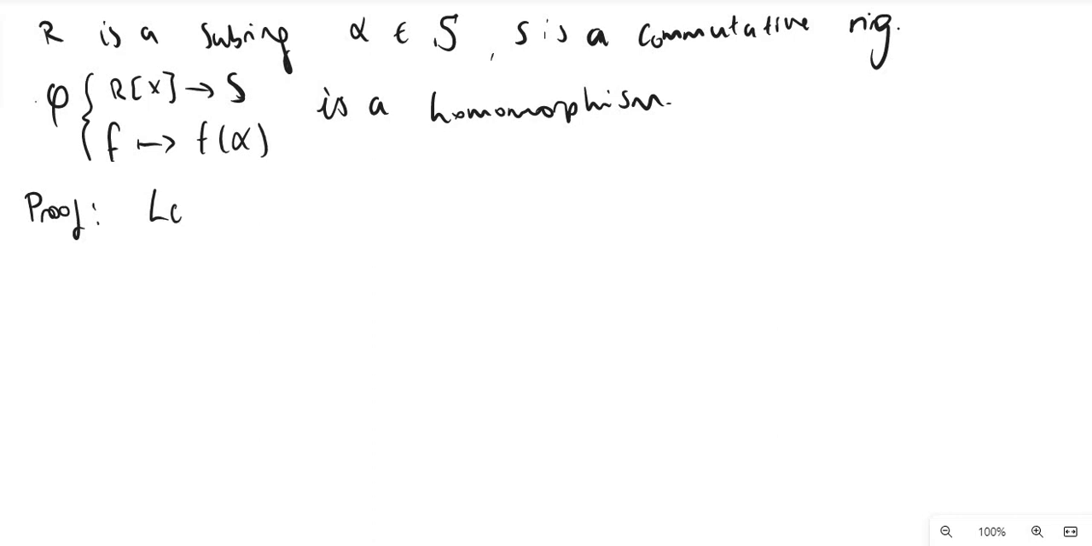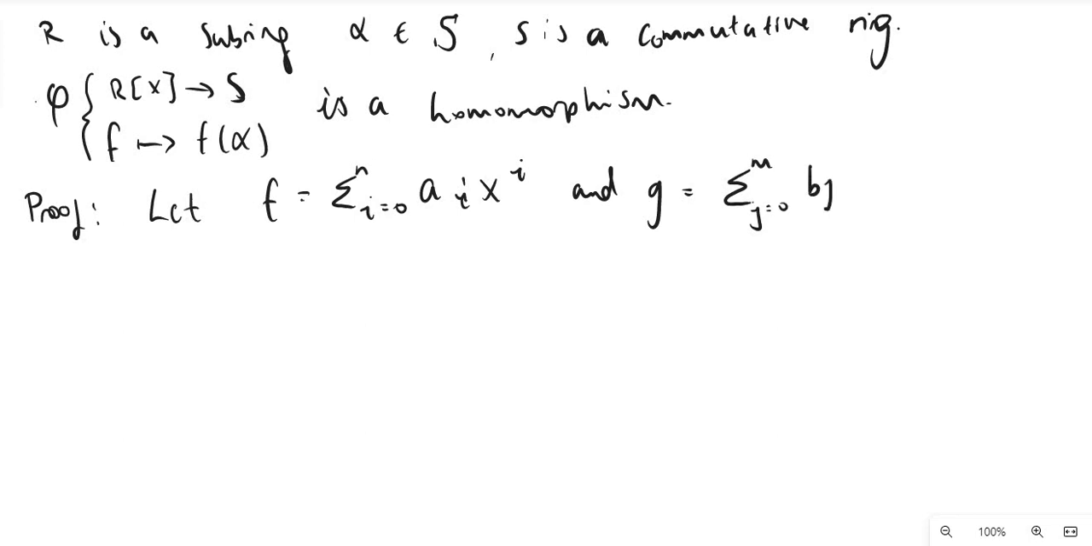So the first thing we're going to do in our proof, and it has to be very rigorous, we have to set f equal to the sum, and our second function g is going to be equal to the sum of b_j x to the j, and let them both be polynomials over R. And R is our subring, not the set of real numbers.